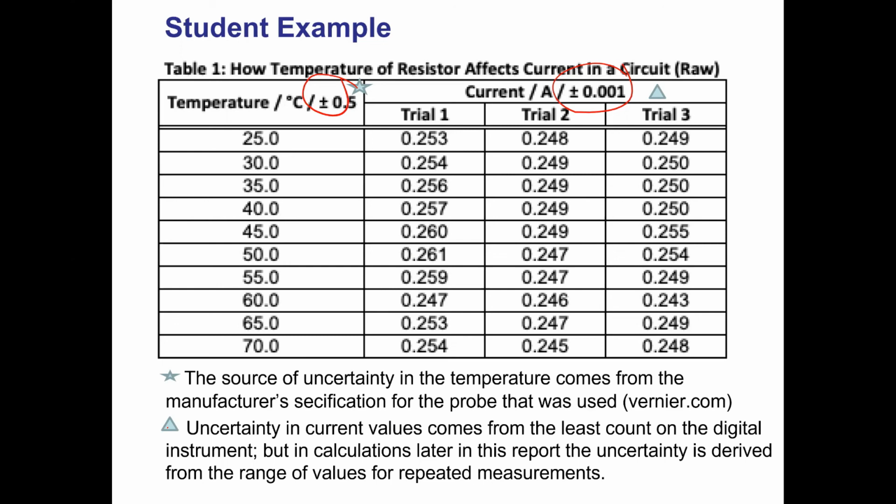So this is a strong example of a student reporting the raw measurements, the amount of uncertainty in each measurement, and also the source of that uncertainty.